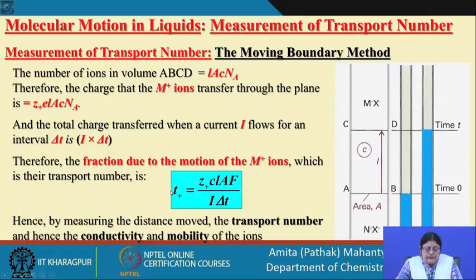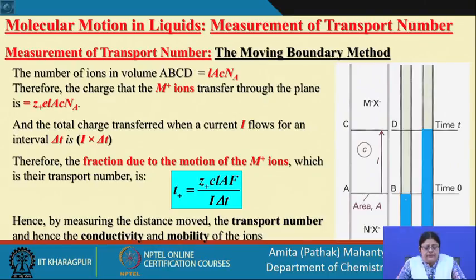So, if I know the transport number of the M plus ion, then I can find out the transport number of the X ion. The addition of T plus and T minus should be equal to 1. So, if I have T plus known, then I can find out T minus, because 1 minus T plus gives you T minus. So, if we know the transport number of the positive charge, we can find out the transport number of the negative charge of interest. Here it will be the X.